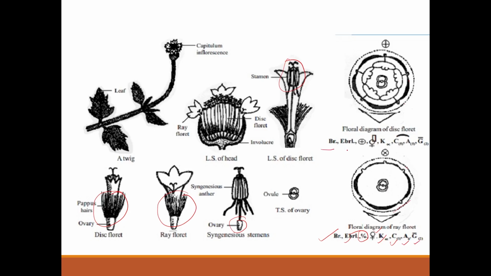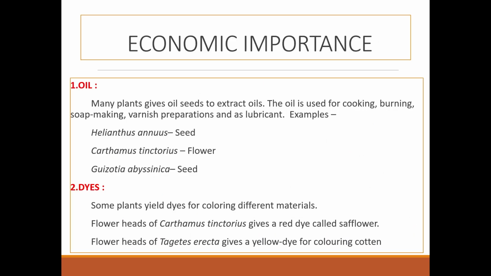While the disc floret is also bracteate or ebracteate, they are actinomorphic and bisexual. Calyx is also infinite, modified into the pappus. Corolla is 5 in number and androecium is 5, and the gynoecium is also bicarpellary syncarpous with inferior ovary.